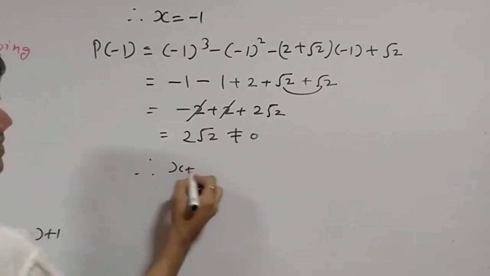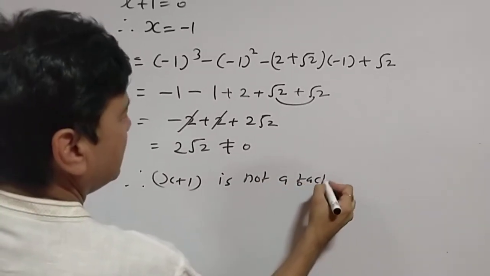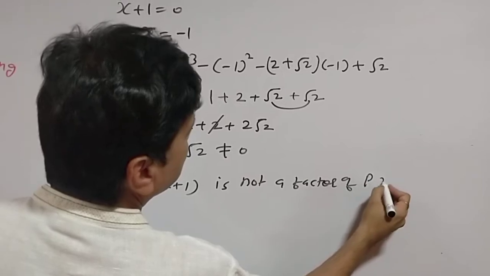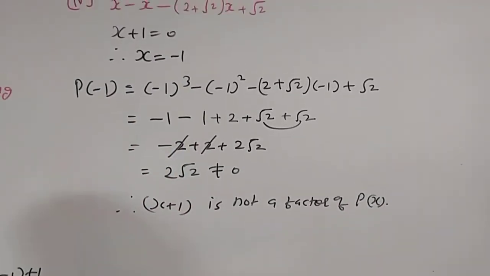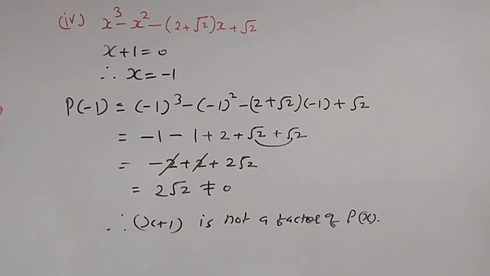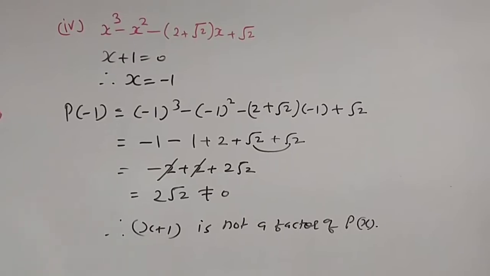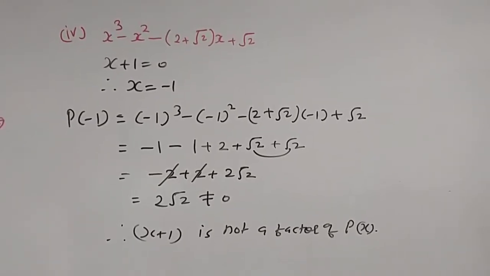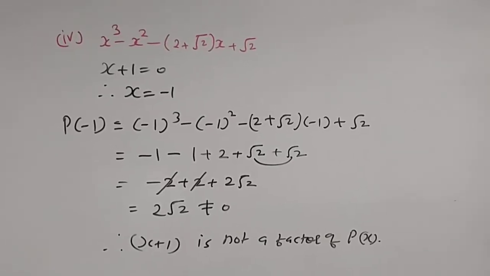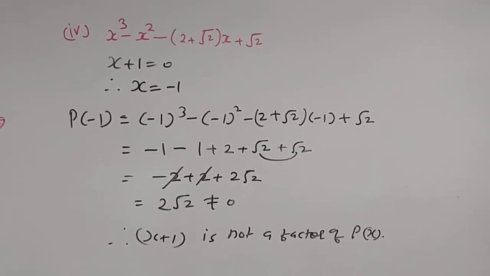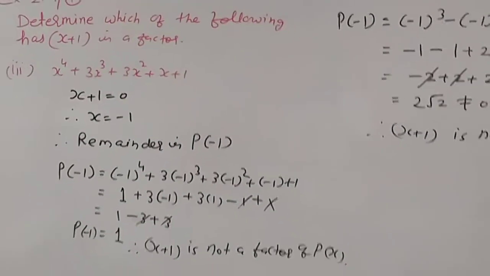Therefore, x plus 1 is not a factor of px. So if the answer is not equal to 0, then it is not a factor. But if the answer is 0, then it is a factor. So in both the cases, the answer is not 0, therefore it is not a factor of px. So it's very easy. You have to find the remainder, and if the remainder is 0, then it is a factor. Remainder is not 0, then not a factor. So see it properly.